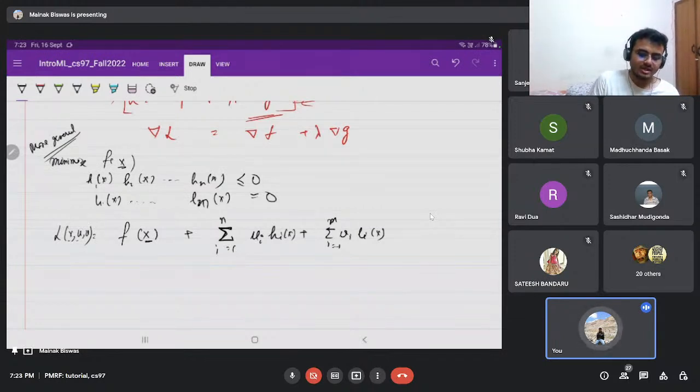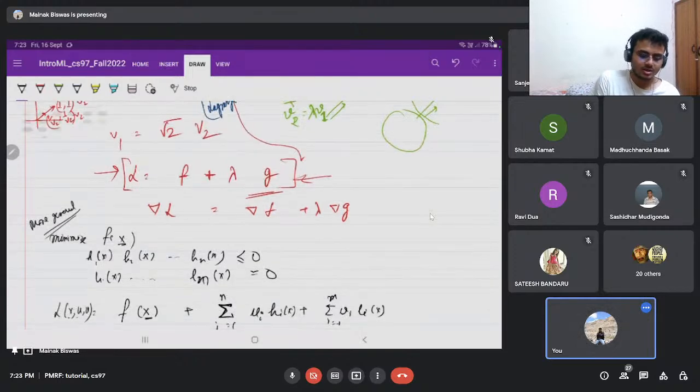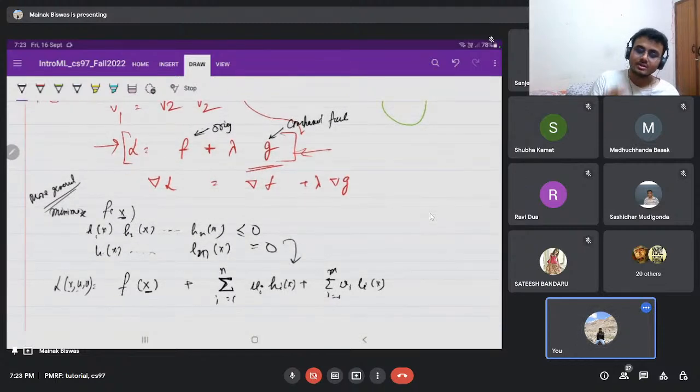So I think there's a doubt, right? So I just wrote here this is the original function and this is the constraint function. That's what I wrote here. So you'll have plus mu1 h1 of x plus mu2 h2 of x and so on. So that's what I wrote in the form of a summation.